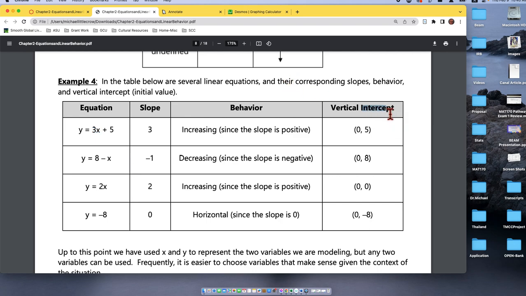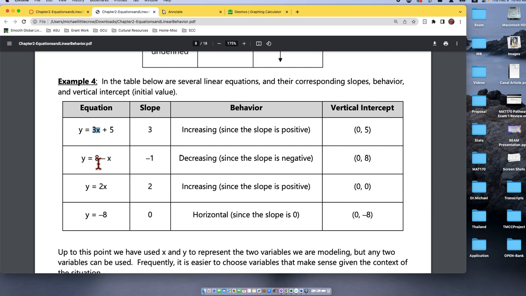The vertical intercept, or the y-intercept, where it crosses the y, where do we find that? That's the number by itself. It could be the second one. The order's not important, but it's the number that does not have a variable. That's going to be your y-intercept. Because notice, if you plug in 0 for x, you get y equals 5. Right? So that's always going to happen.